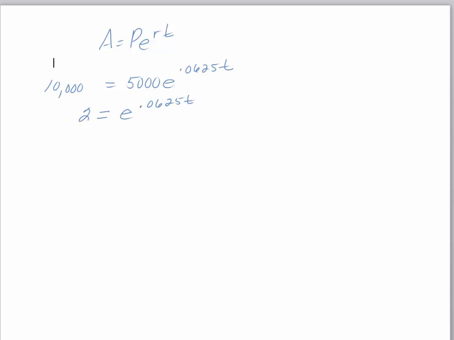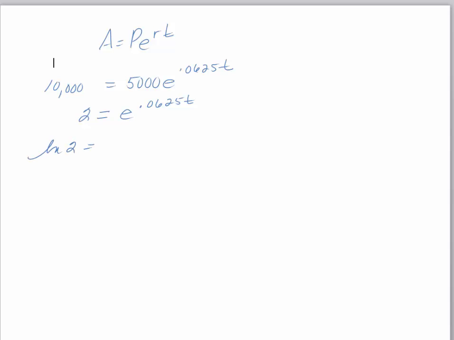Okay, I chose to see how long it would take me to double, say, $5,000 at the same rate. So if I start with $5,000, I'm going to have A equals Pe^(rt). If I start with $5,000, then to double my money I would have $10,000 equals 5,000 e^(0.0625t). Dividing both sides by 5,000 gives me 2 equals e^(0.0625t).